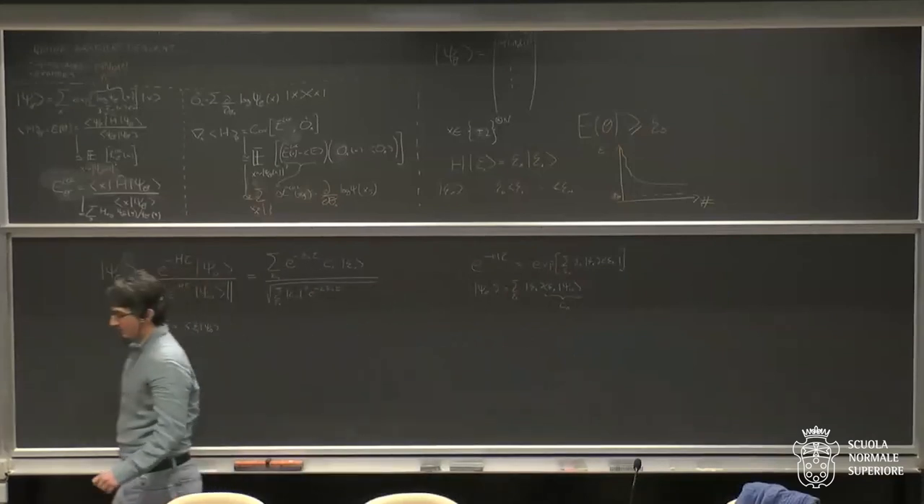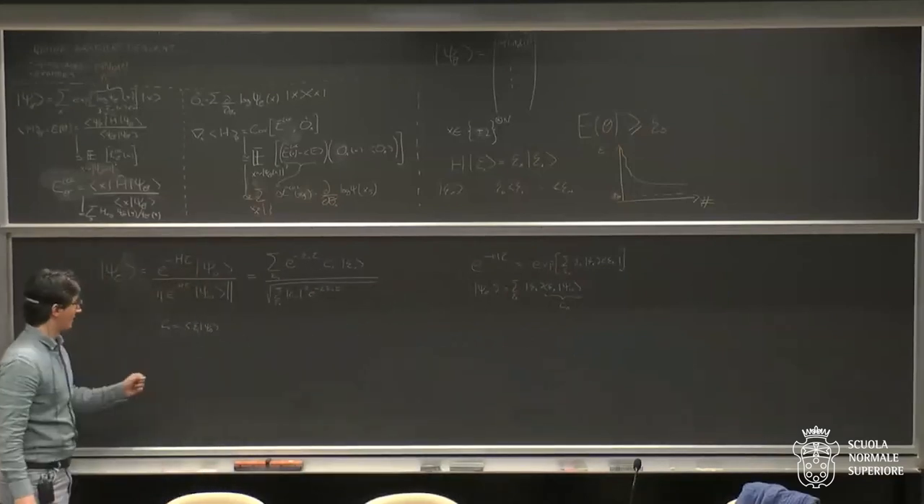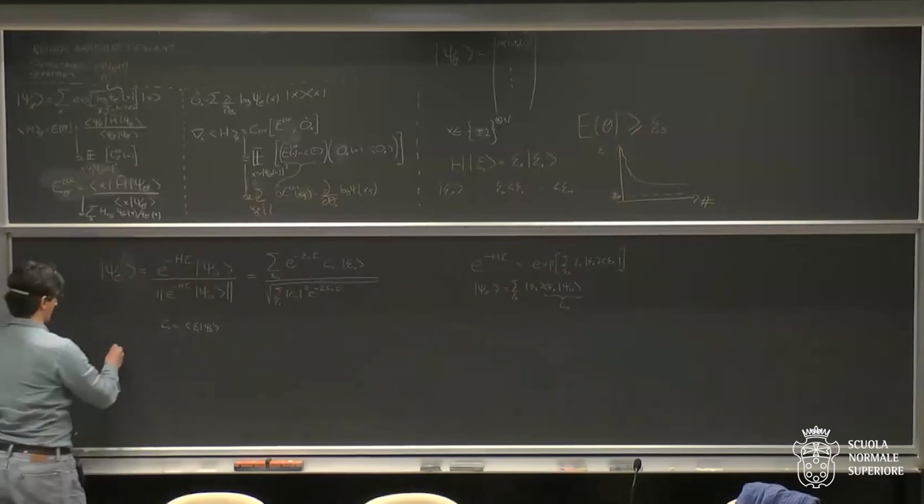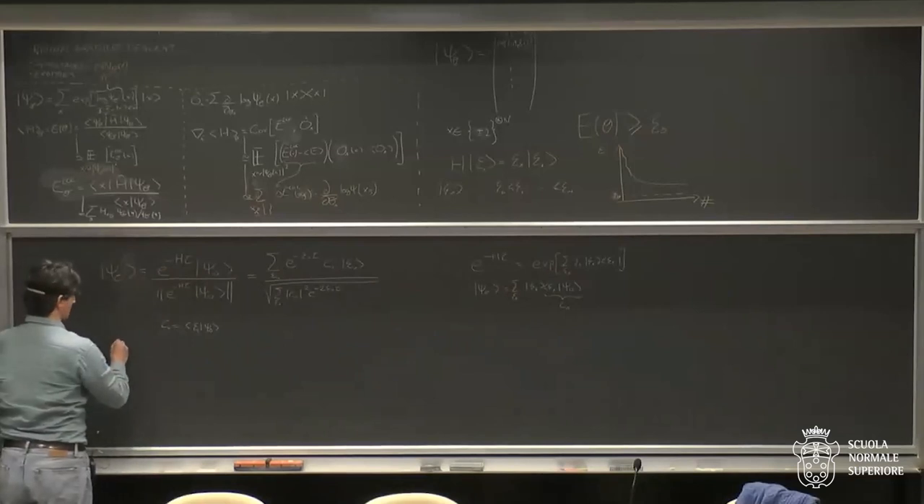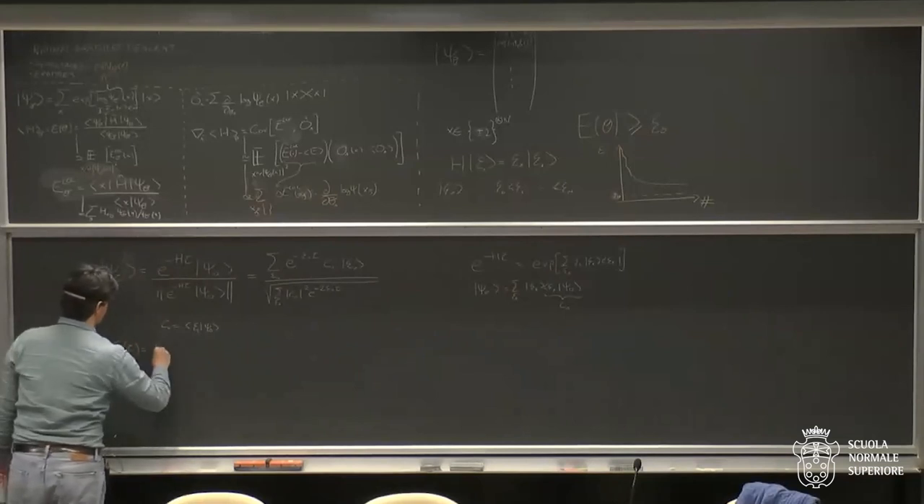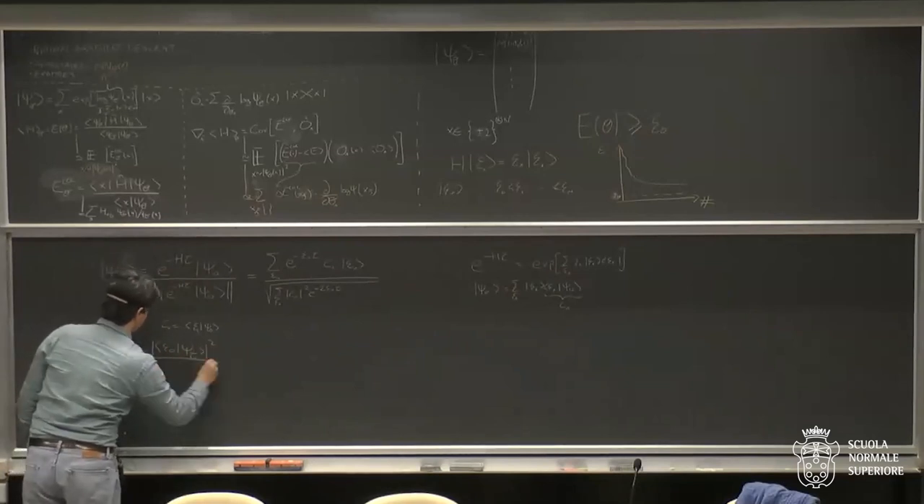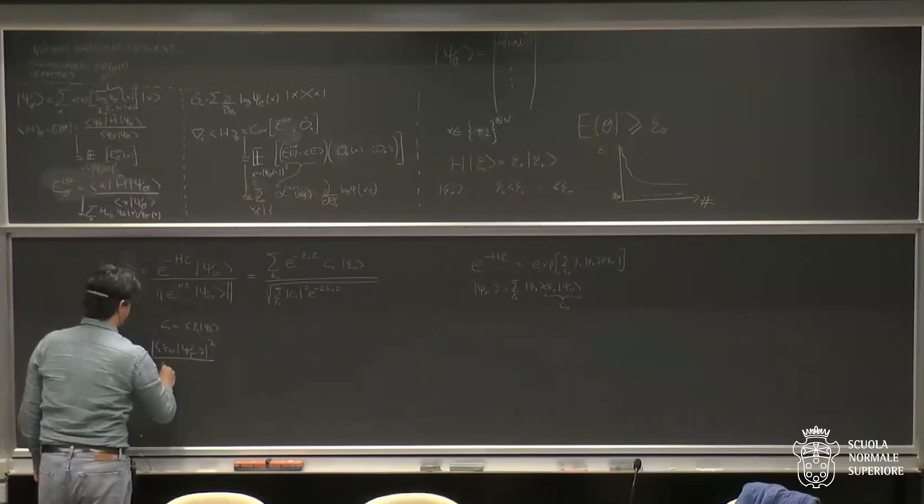Okay, so now if we look at the overlap between the ground state, epsilon zero, and my state at time tau, which is a number we can call psi zero of tau, this will be the squared overlap of epsilon zero with psi tau, divided by the squared norm of psi tau.